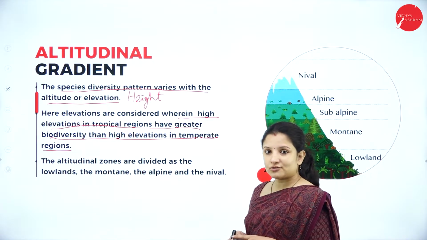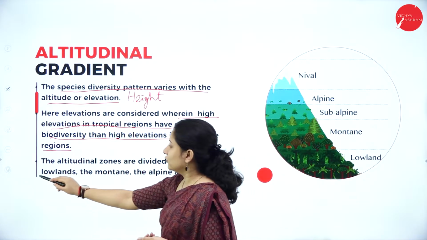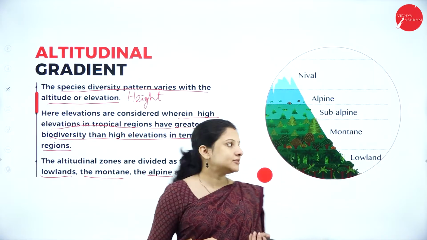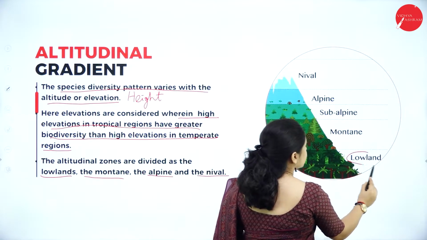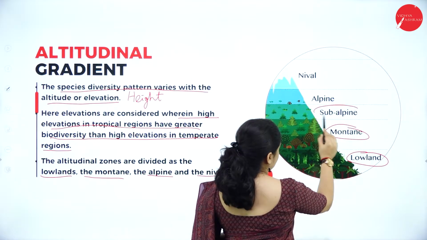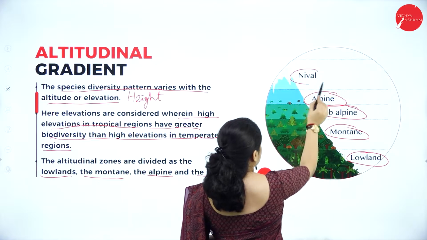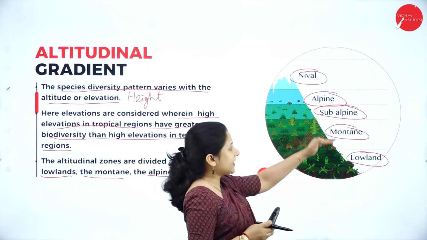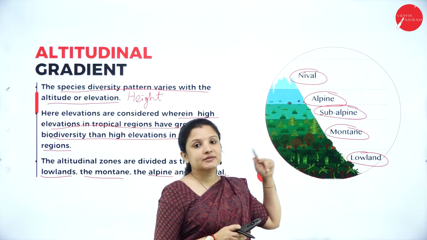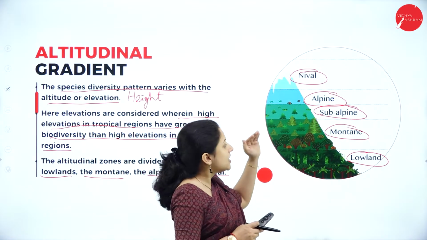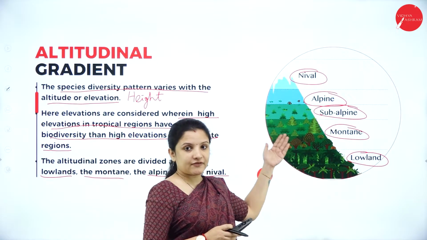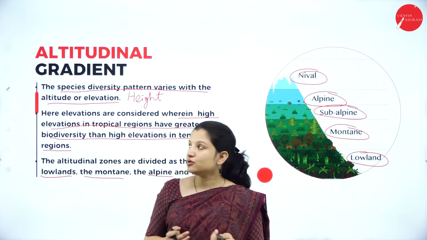The altitudinal zones are usually divided into the lowlands, the montane, the alpine and the nival. As you can see here, we have the lowland, which is rich in species diversity. Next to it is the montane, then we have the subalpine, the alpine and the nival, based on the height. Earlier we were talking based on latitude, that is the equator, the tropics, the temperate and the polar region, right? Here we are talking based on height. So, based on the altitude or elevation, the species diversity tends to change.